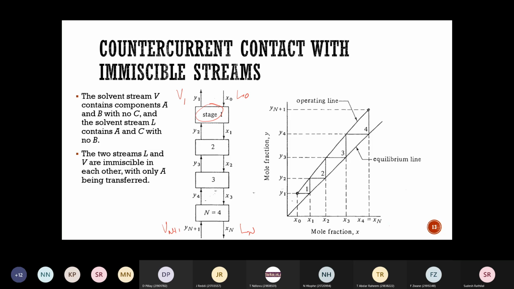If I consider any point on the equilibrium line, let's consider this point here. This is on the equilibrium line. That must give me the relationship between the concentrations leaving that particular stage. So you can see here I've got x3 and y3. It has the same subscripts, same subscripts because they're in equilibrium with each other.